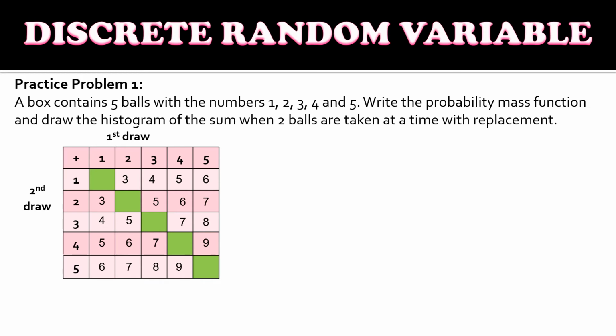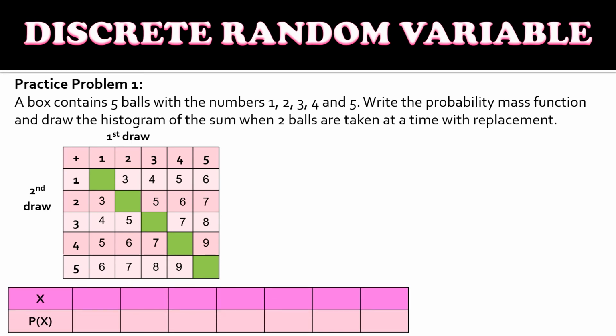Okay, so we have all the sums. Now we can list x, which represents the sum of the numbers on the balls that are drawn, and the probability of x. First, what are the sums that we got? We have 3, 4, 5, 6, 7, 8, and then 9.